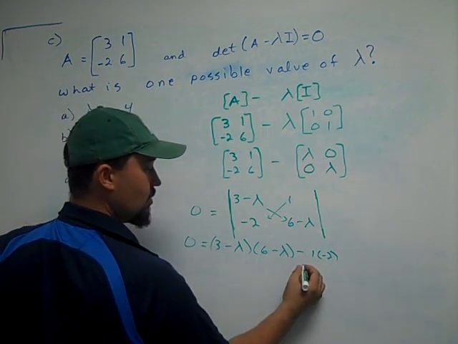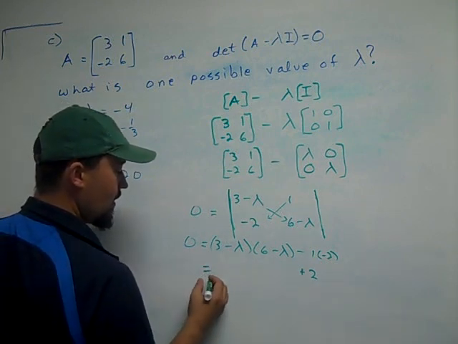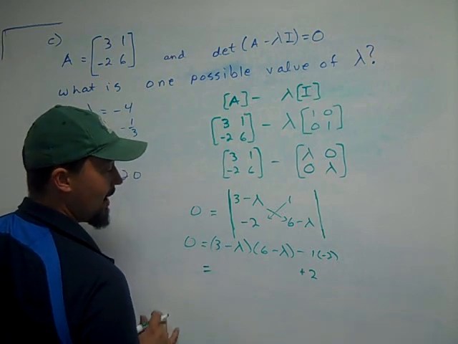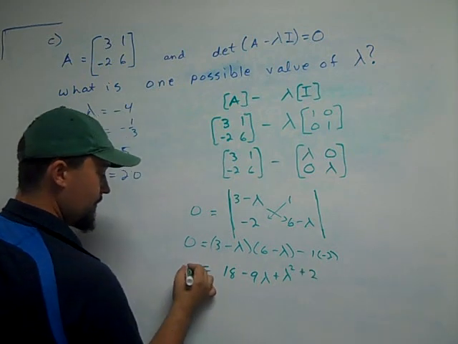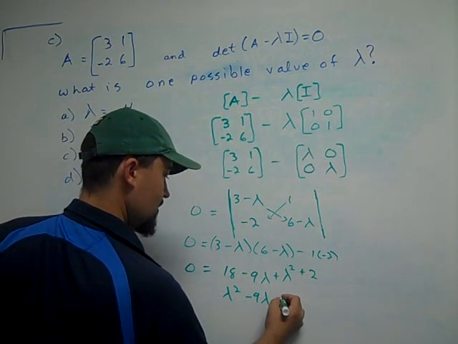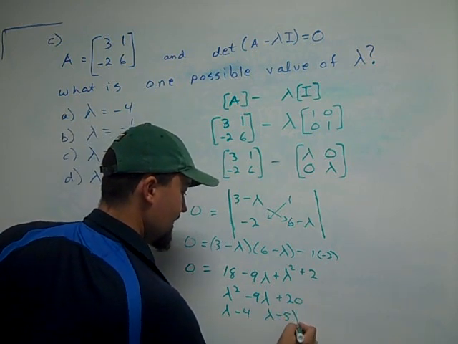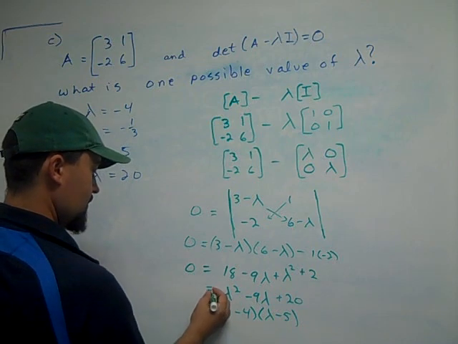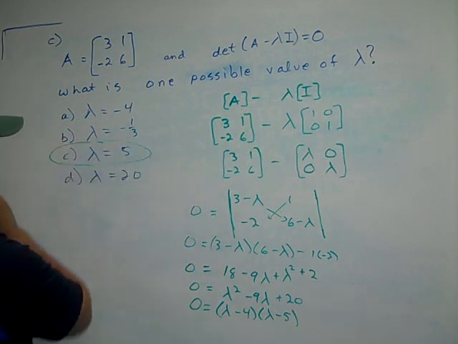We have two options. We could solve from here, working backwards with our answers. I'll go ahead and write it out the pure math way. 18 minus 9 lambda plus lambda squared. We want to factor this. It's of the form lambda squared minus 9 lambda plus 20. That factors to lambda minus 4, lambda minus 5. So there are going to be two solutions. Lambda will equal 4, or lambda will equal 5. Notice how negative 4 is a trap, and our answer is lambda equals 5.